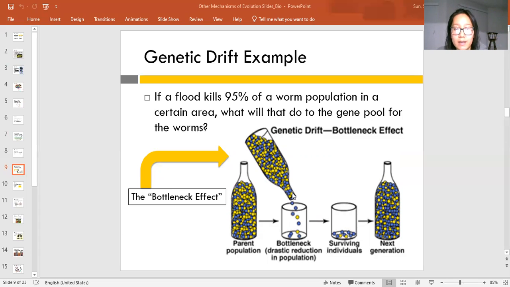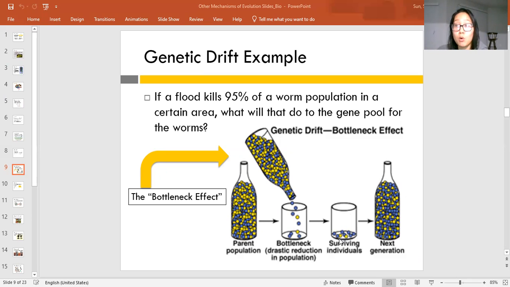So in this bottleneck effect of the worms, there are only 2 yellow ones with yellow genes that survive, and the rest that survive are all blue. So 1, 2, 3, 4, 5, 6, 7. 7 are blue, and then 2 are yellow. That means that the surviving individuals have to repopulate, right? The joke is like if you're on an island and you survive, then you have to repopulate that island because there are not that many options, but all the humans are gone, right? So these worms have to repopulate, and that means that this new generation is going to have the same ratio of blue to yellow.